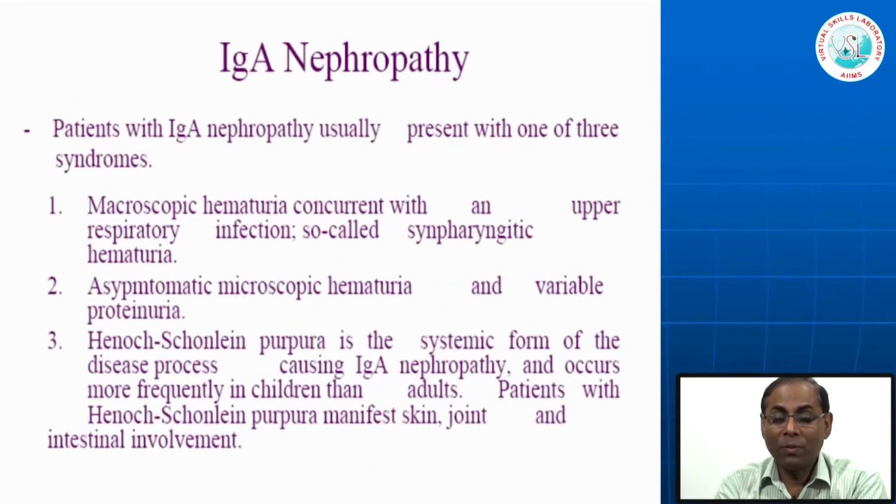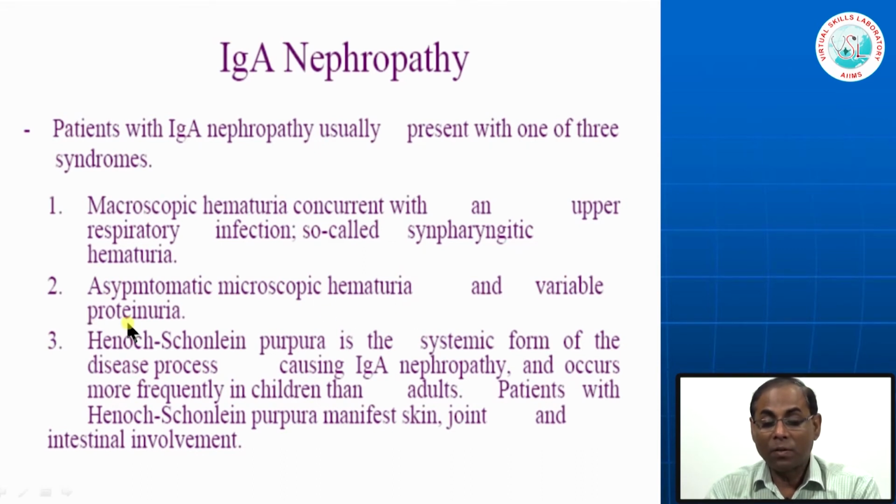you can see there is hypermesangial cellularity. Now, the patient with IgA nephropathy usually presents with one of three syndromes, either they can present with microscopic or macroscopic hematuria, upper respiratory tract infection, so called the synpharyngitic hematuria. So, the difference, clinical difference between post-infectious glomerulonephritis and IgA nephropathy clinical presentation is that in case of IgA nephropathy it is synpharyngitic. So, there is infection concurrent with hematuria. So, that is why clinically you can suspect these cases, this is most likely suffering from IgA nephropathy.